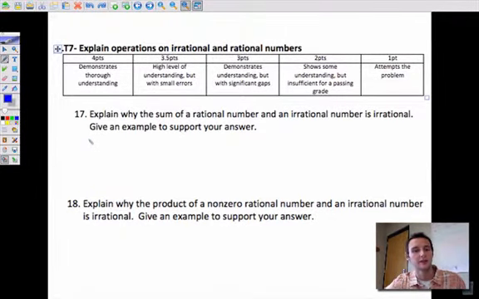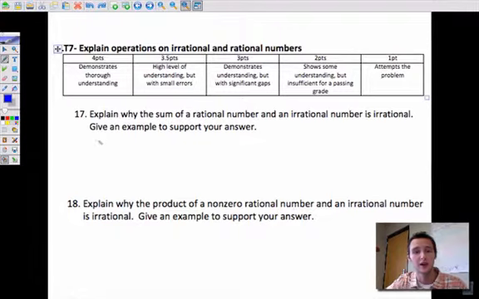And if you remember the definitions of irrational and rational numbers, we talked about a rational number as having a decimal that either repeats or ends, and an irrational number as one that does not have a repeating or ending decimal. Those two definitions are going to be very important when talking about operations on irrational and rational numbers. So here were the two problems that you had on your test.